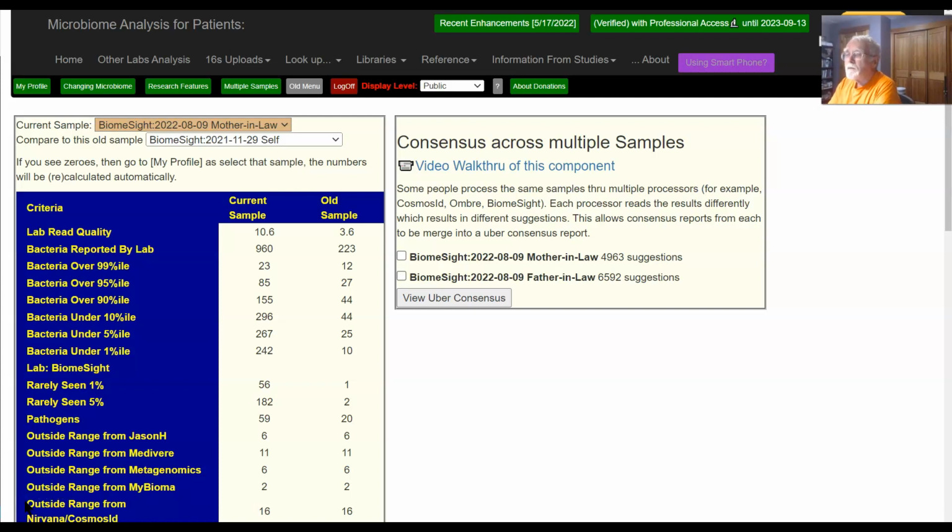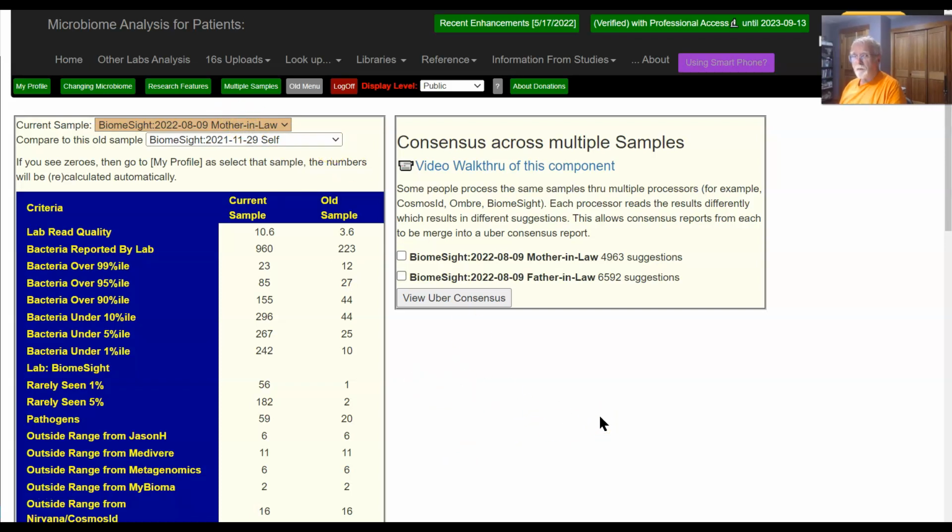Hi, this is using our public, free for individual use site, microbiomeprescription.com, and I want to take you through the particular person who I just cited, the person who has granted us permission to use the sample without identifying. The sample is nicknamed mother-in-law.